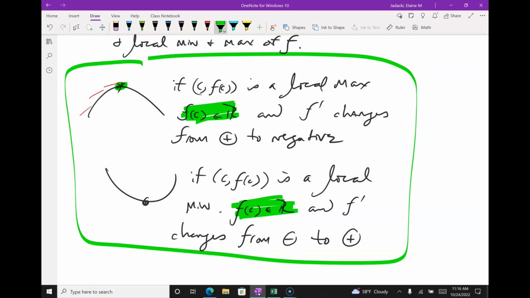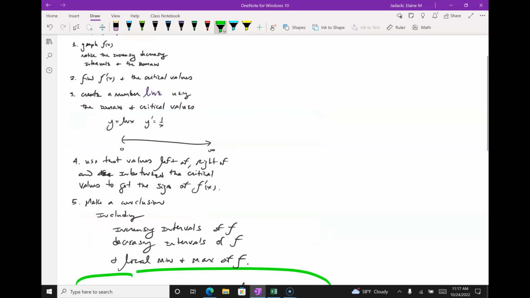F of c says it is a real number. It belongs to the real numbers. The other choice would be a complex number, which doesn't exist here, so that won't work. Or unbounded, infinite. Plus or minus infinity doesn't exist, so it's not a number for sure.